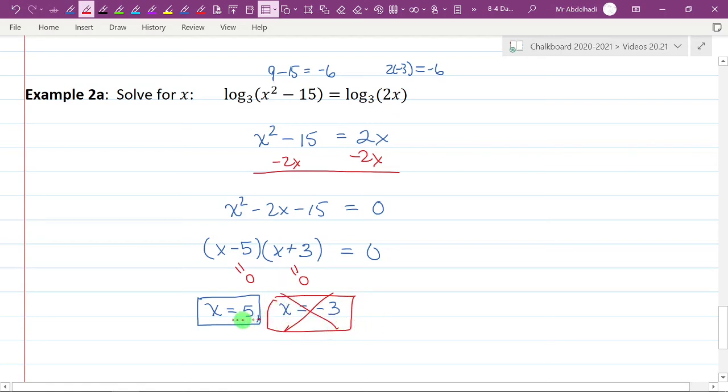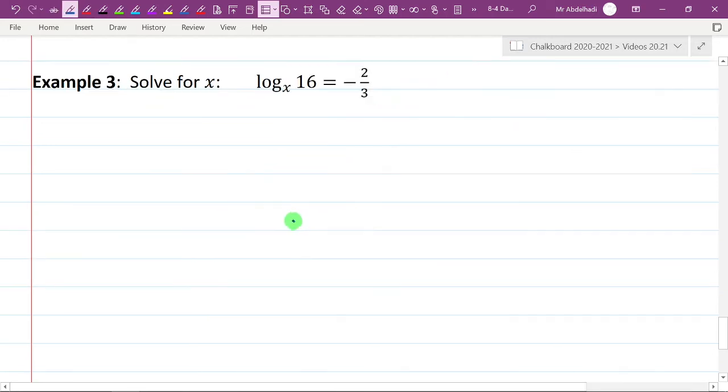Now, it's just a coincidence that the positive one worked and the negative one didn't work, but that's not always the case, like I've said twice already. Okay, let's just try one more and we'll call it a day. So for this one, we have the log base x of 16 equals negative 2/3.